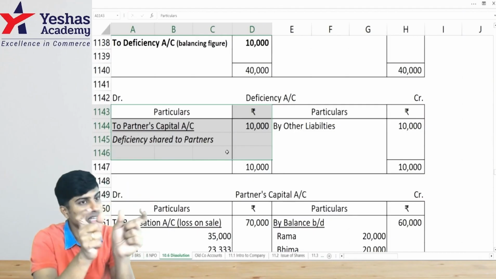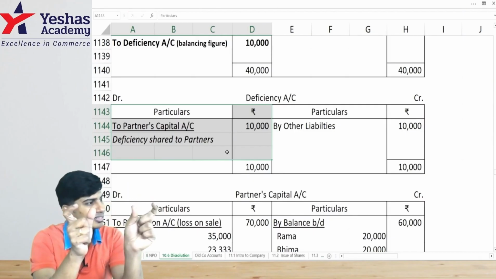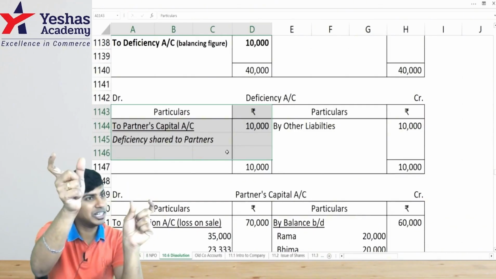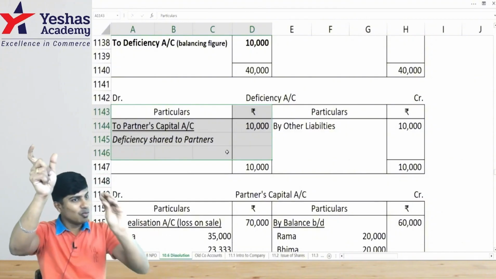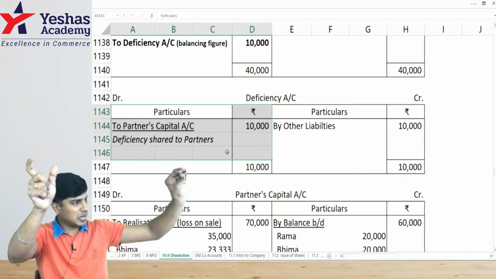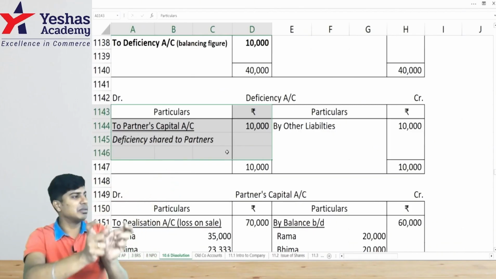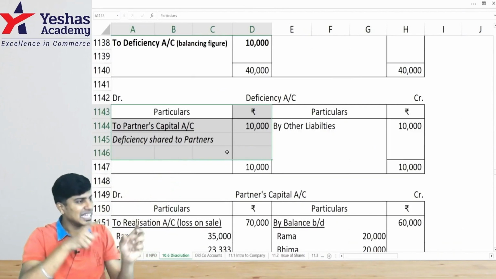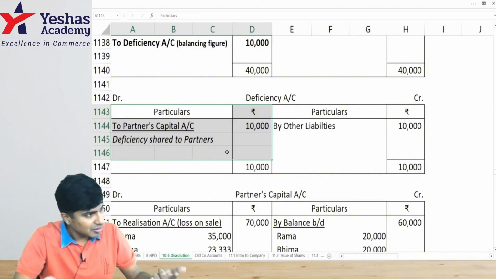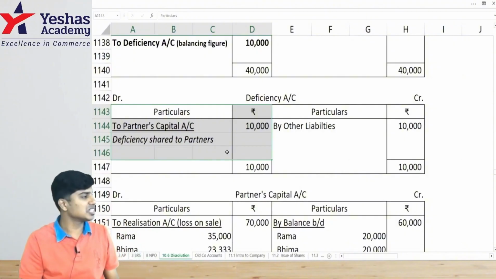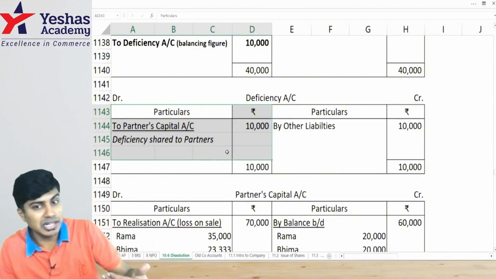In dissolution, here cash they can't bring. So what to do? Partners capital account has to match with cash, but cash they won't bring. Whatever cash is there, you put to liability. Liability balancing figure is deficiency. Deficiency and capital will match. What is deficiency? Cash that they should bring, but they cannot bring.